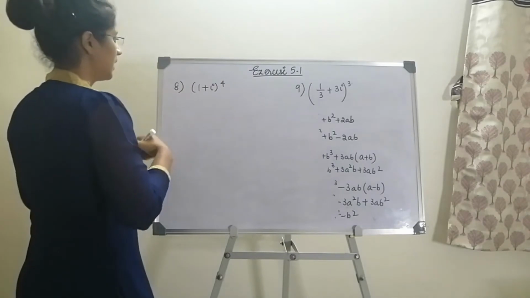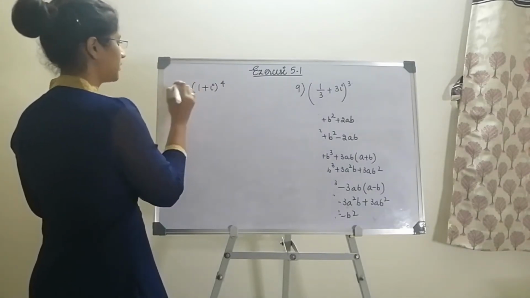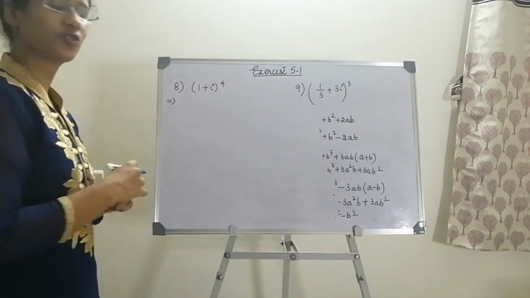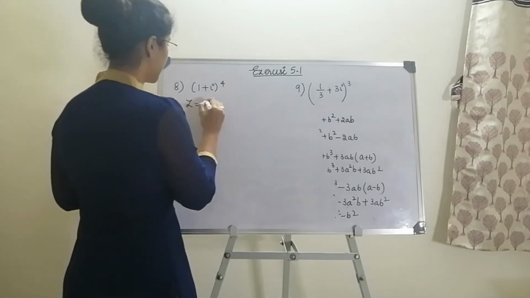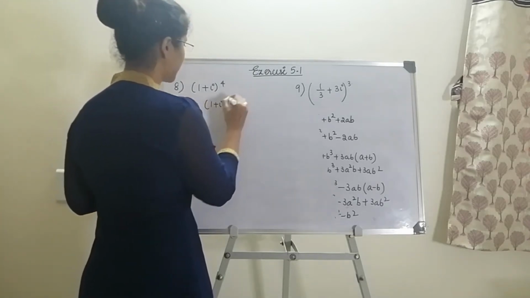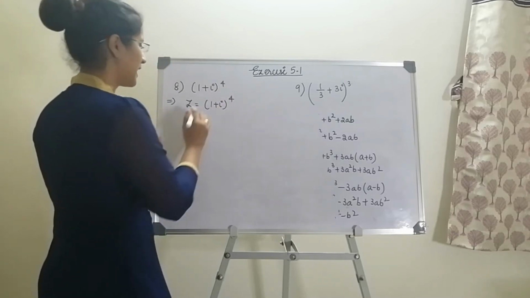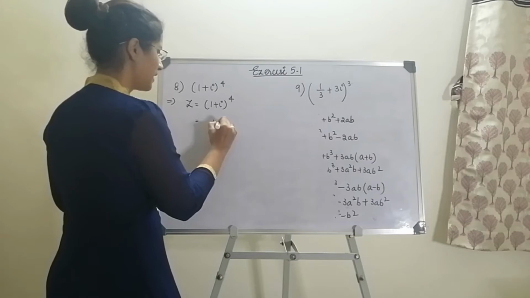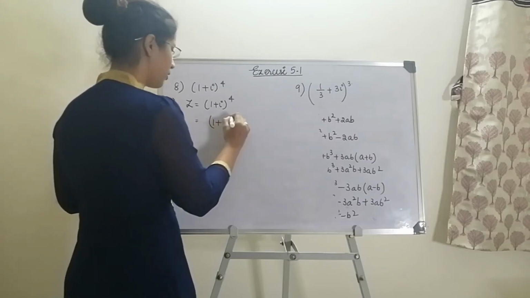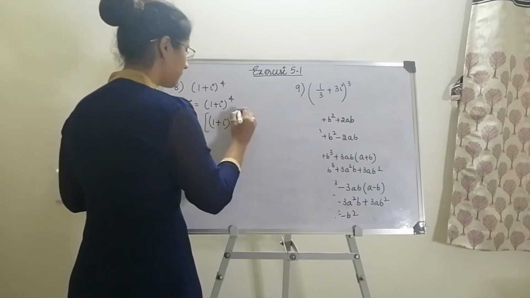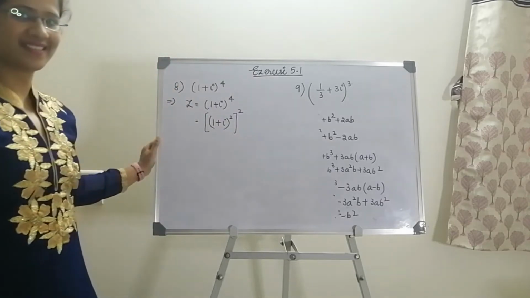Okay. So now, 8th question. We already know any complex number should be of the form z is equal to 1 plus i to the power 4. Now, 1 plus i to the power 4, can I write this as 1 plus i the whole square whole to the power 2? Please think.